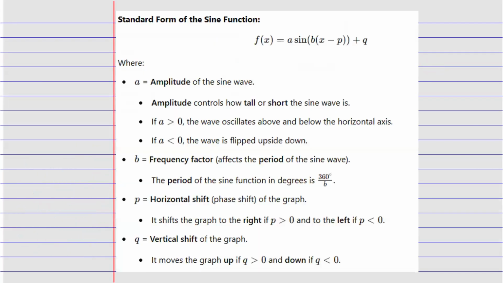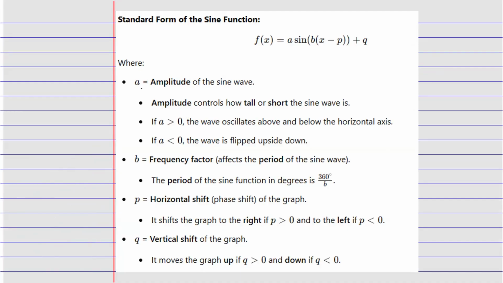So the next question, as you can see, is related to a graph. So we're first going to talk about the basic parts that you need to know about a graph. Then we can go to answering the actual question. So the first thing that we need to know is what does A do? What does B do? What does P do? And what does Q do? Let's do a quick rundown.